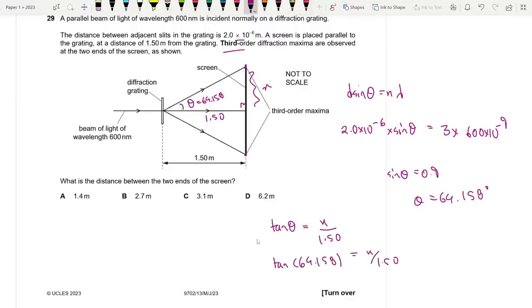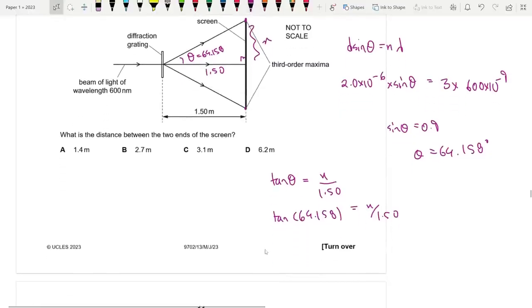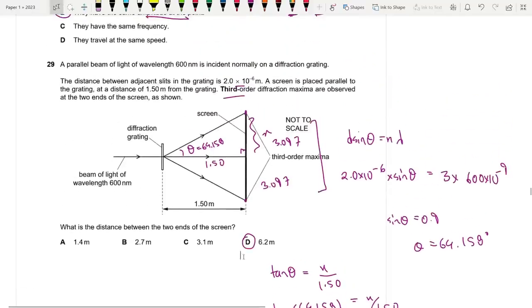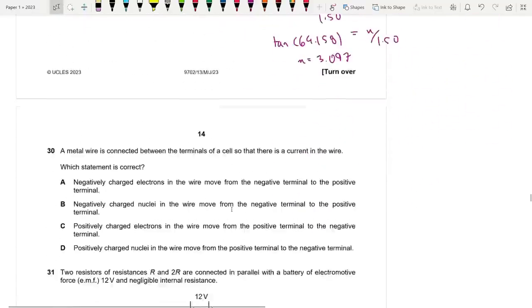Let's do that. Tan answer times 1.5. That gives you 3.097. X equals 3.097. So that is 3.097 times 2. Since this is also 3.097, the total distance comes as 6.19 or 6.2. So 29 is in fact D, correct.